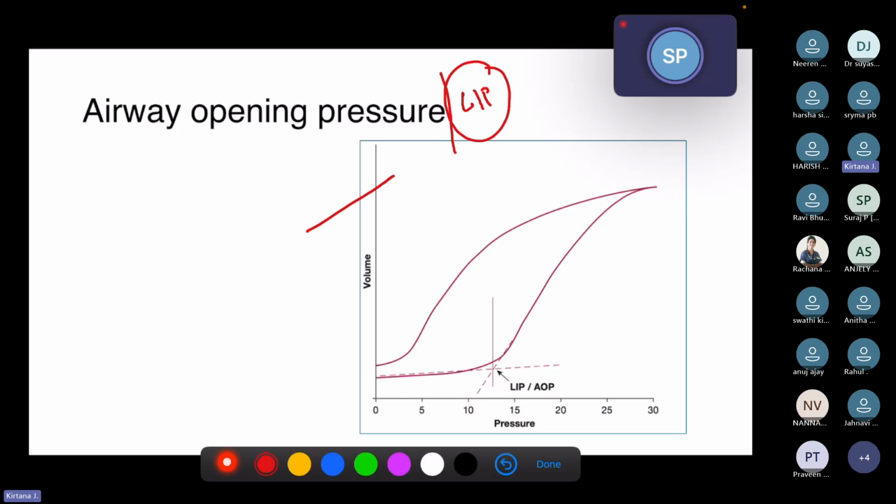So we know if the pressure is increased from 0 subsequently till a certain point, the volume of the lung will not increase because the lung is collapsed. And after a certain point, the volume suddenly starts increasing very fast. That is the point where the lungs have actually opened up and the compliance of the lung has improved. So this point is known as the lower inflection point or the airway opening pressure. And you should set your PEEP somewhere close to this lower inflection point or airway opening pressure.